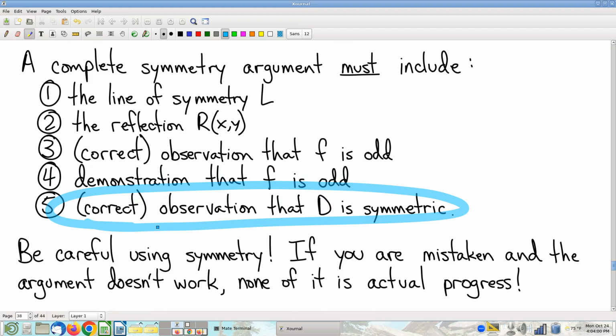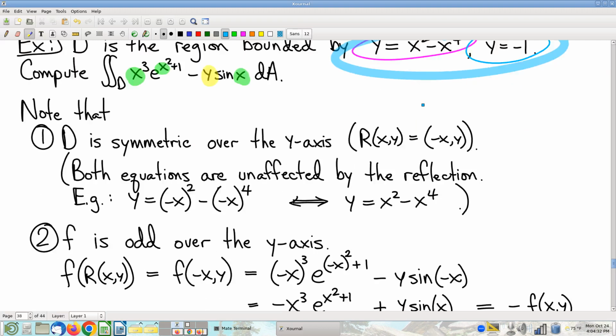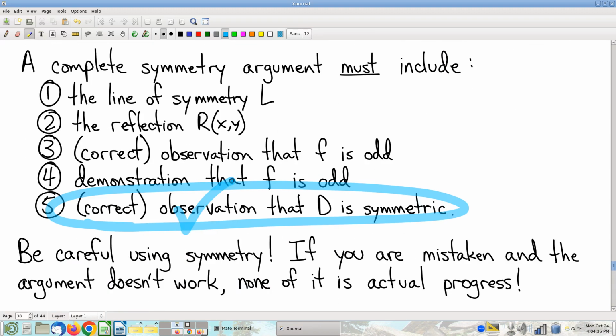I, however, excuse you from demonstrating that the domain is symmetric. You got to state it. You got to be right. But you don't have to prove it. And the reason why is that it's usually pretty clear just by looking at the picture. And this is arguably one of the least clear examples. Usually when you do symmetry, it's almost a freebie that the domain is symmetric, if it is indeed symmetric. So no demonstration required, but you do have to state it. You have to note that the domain is symmetric, and it has to actually be symmetric.